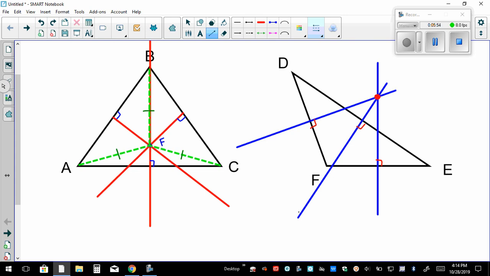This distance from here to here, from here to here, and from here to here is equal. So the green dashed lines are all equal in length, because the vertices of the triangle are equidistant from the circumcenter of any triangle, whether it's inside the triangle or outside the triangle.